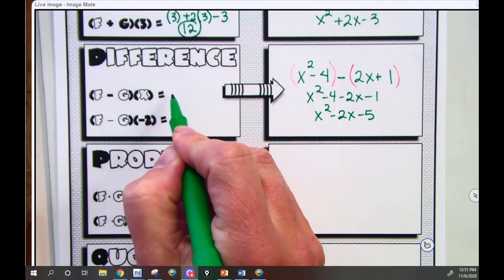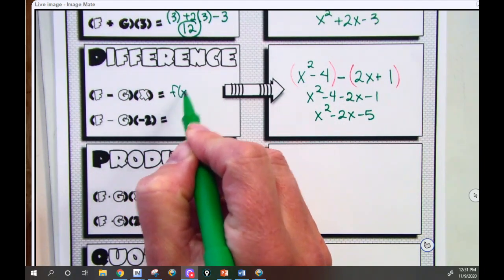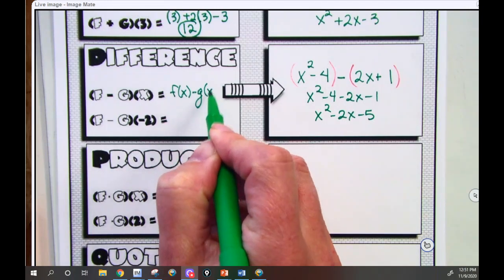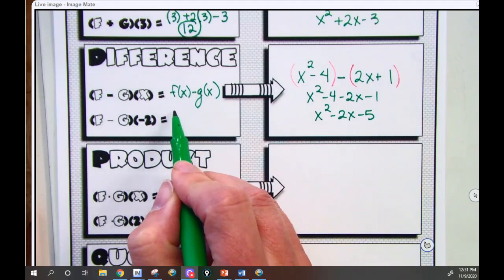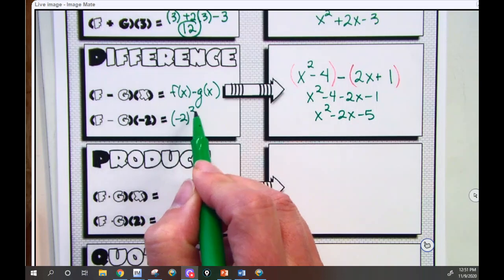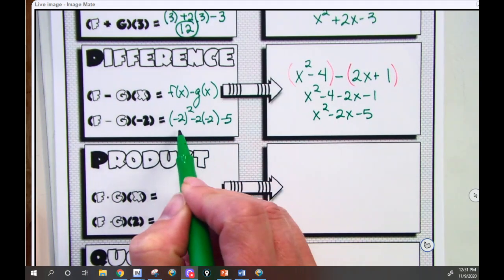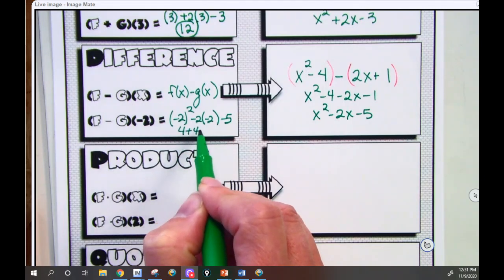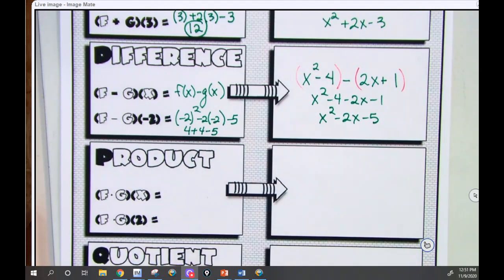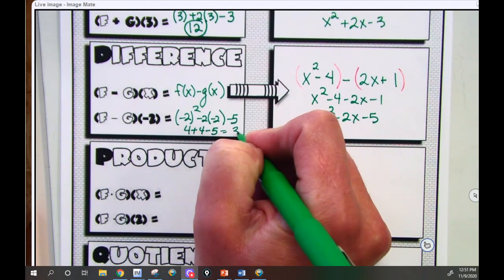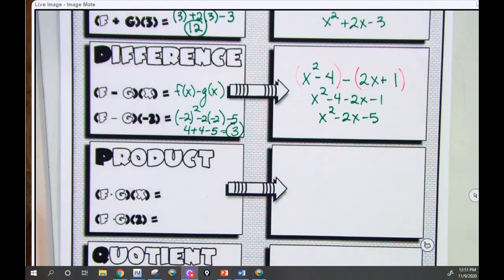Oh, I should have put what this is. f of x minus g of x. What'd you guys get on that one? Good. All right.